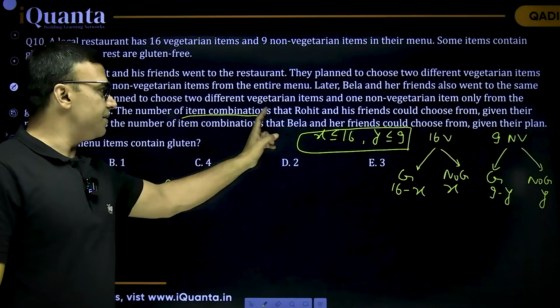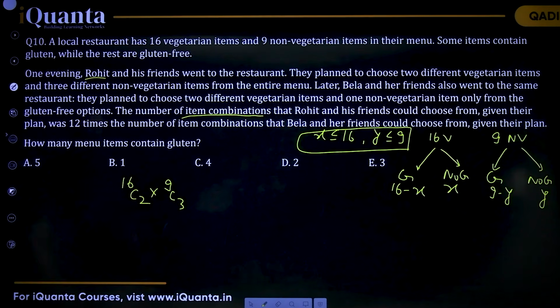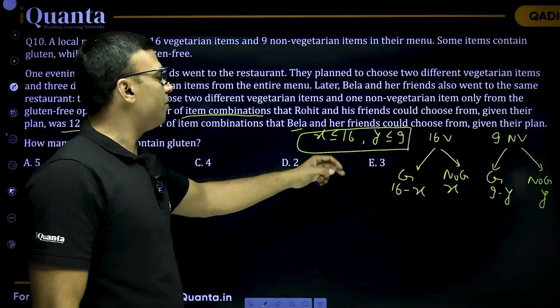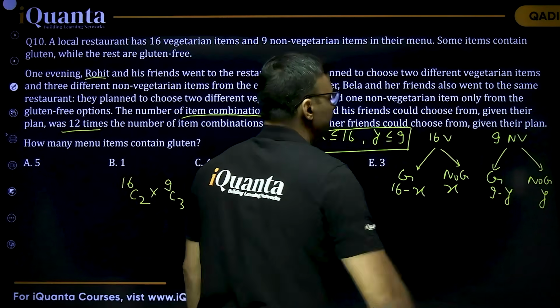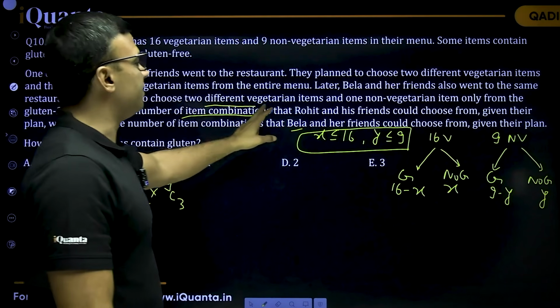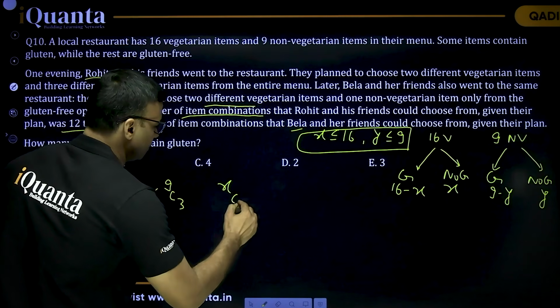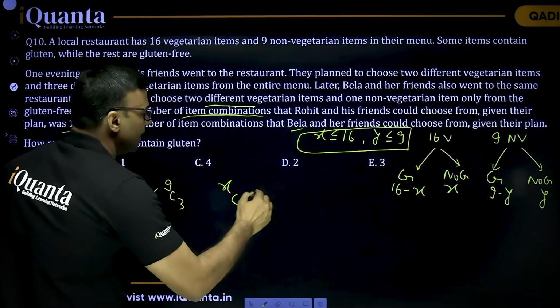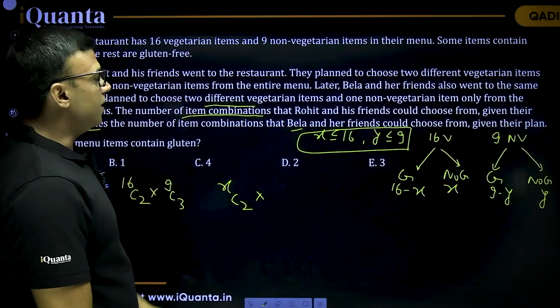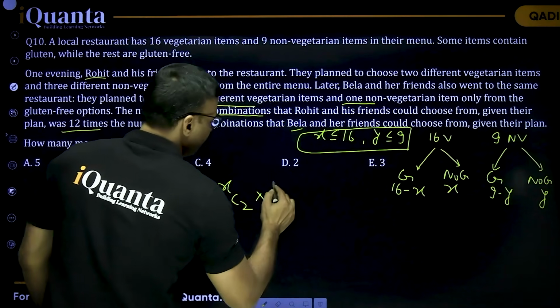Now it says the number of item combinations, that means the number of ways that Rohit and his friends could choose from, given their plan, was 12 times the number of item combinations that Bella had to choose from. Bella had to choose from x or y, no gluten. Let me check once more. They plan to choose 2 different vegetarian, so 2 different out of x, XC2, into 1 non-vegetarian gluten-free, that is YC1.